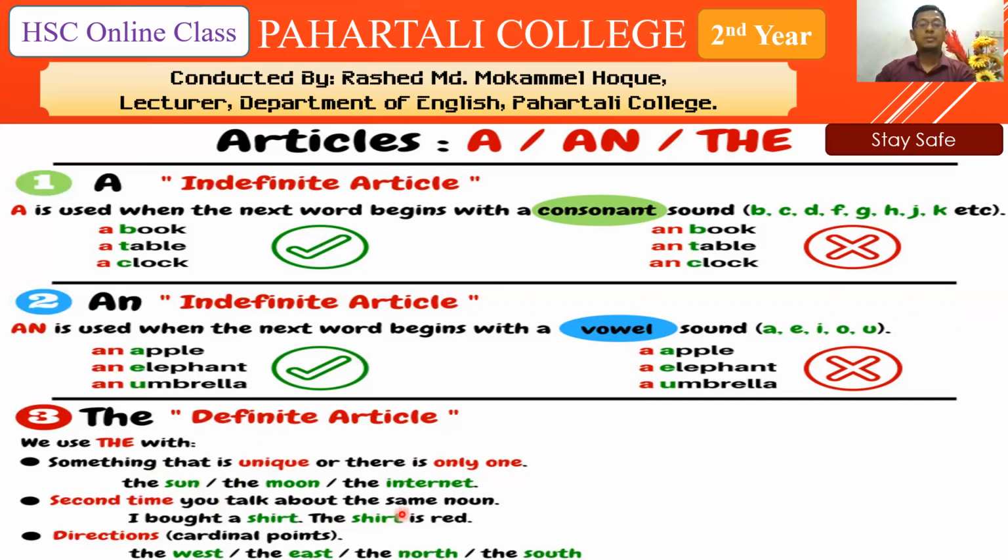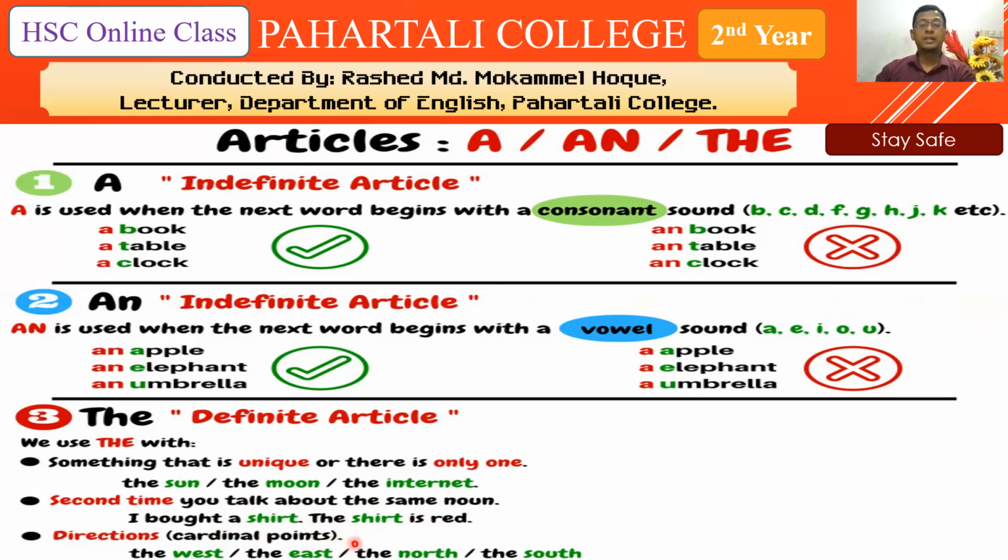Second time you talk about the same noun. It's an important rule for all of you, especially the HSC students. It says that the second time you talk about the same noun, for example, I bought a shirt. It's a shirt. But whenever you are going to say something about the shirt, then "the" will be used, because the shirt has already been identified. So the shirt is red. So here "a shirt", but here "the shirt".